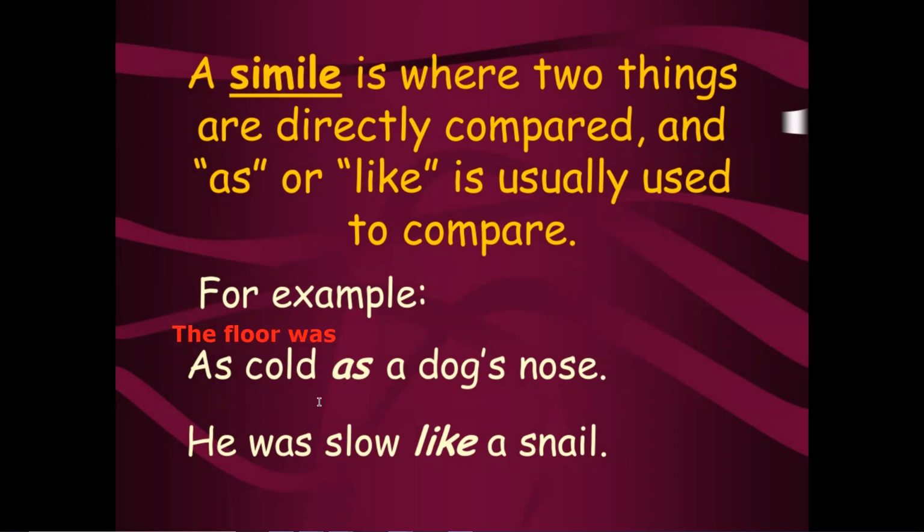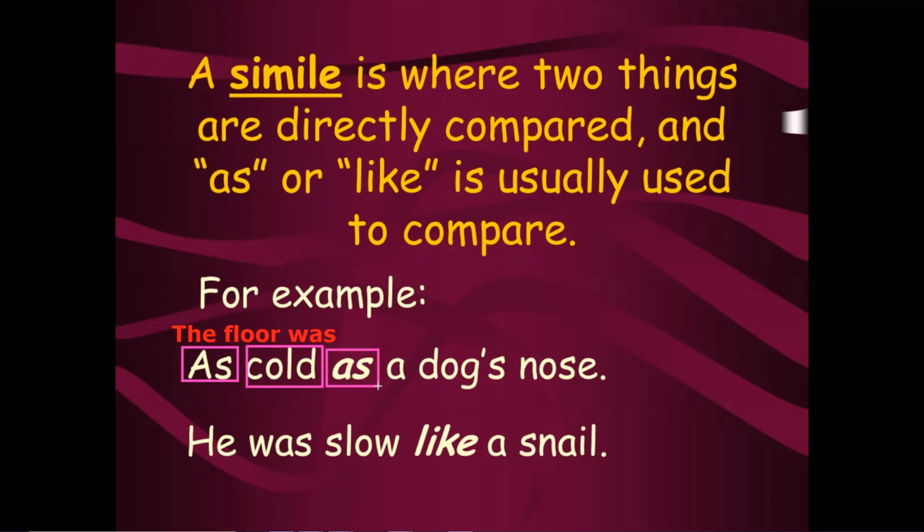Here I'm using for the simile as plus adjective, which is as cold as a dog's nose. So I have as, the adjective, which is the thing I want to describe the floor with, and the two parts of comparison, what I'm comparing the floor to, which is the dog's nose. So the first part is the floor was, and the second thing I'm comparing it to is the dog's nose. And what's common between them is both of them are cold.